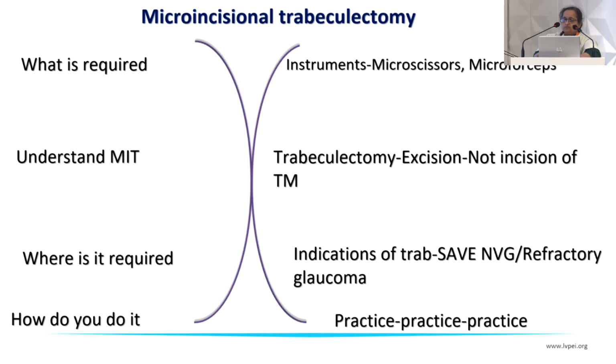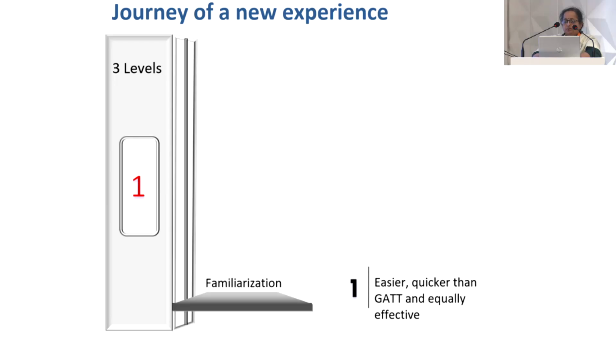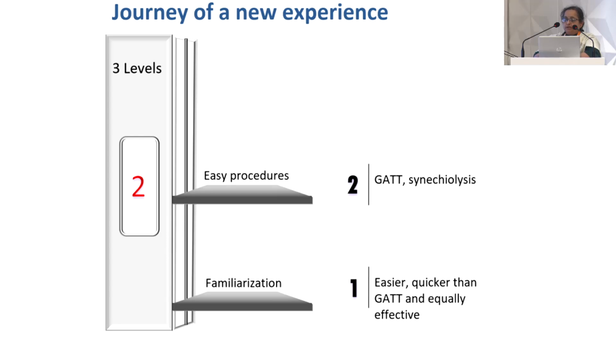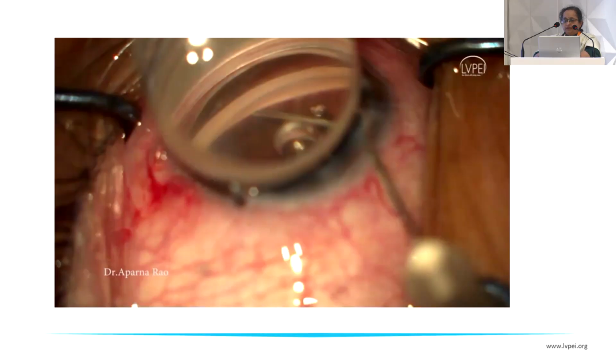And how do you do it? It's just practice, because if you're doing a MIGS, then you can do this. All it needs is understanding how the TM tissue feels, and then how exactly you rip it so that it is completely atraumatic. So this was a journey that I started off familiarizing first with other procedures like GATT, and then other equally effective procedures, then I moved down to the other procedures before I understood how the tissue looks like, and then went on to excising the TM.